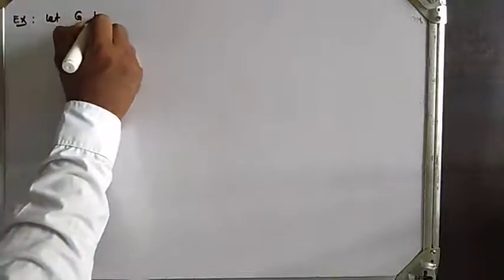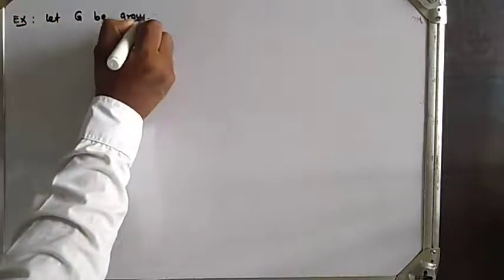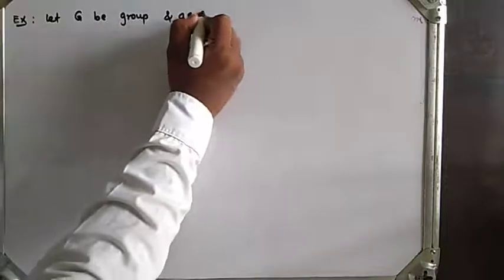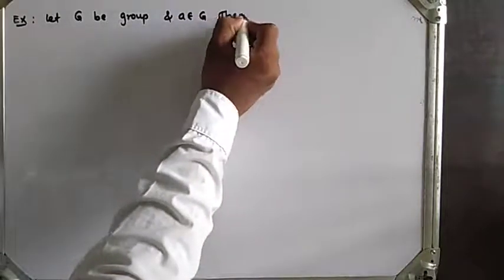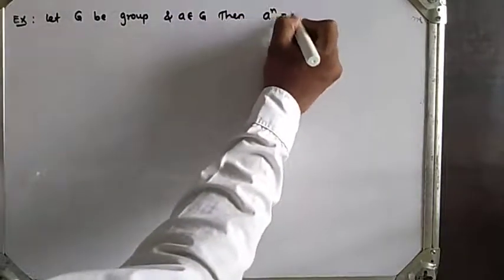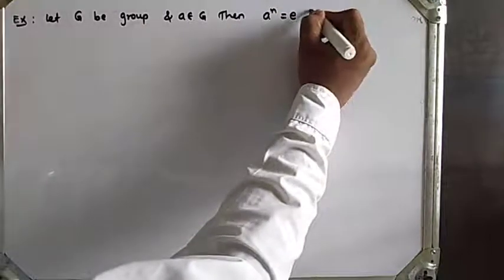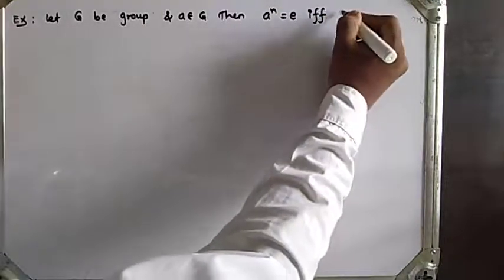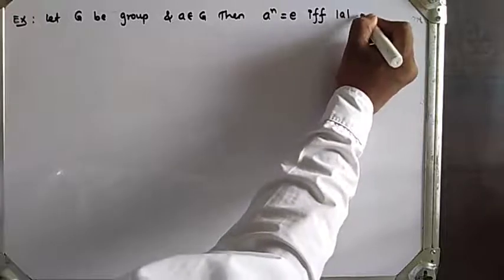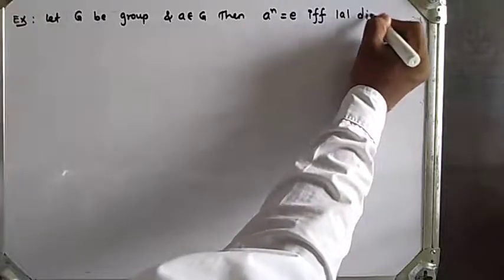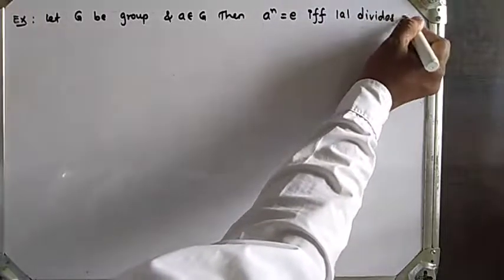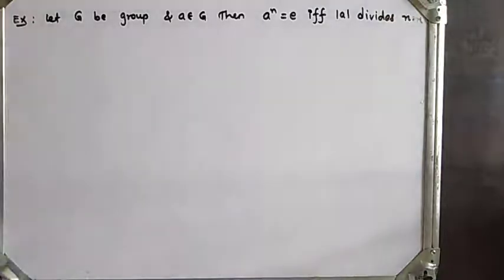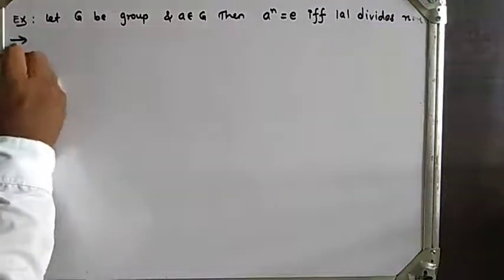Now next example, let G be a group and A belongs to G, then A raised to n is equal to identity if and only if order of A divides n, order of A divides n. So we will prove this. So let's see the solution.